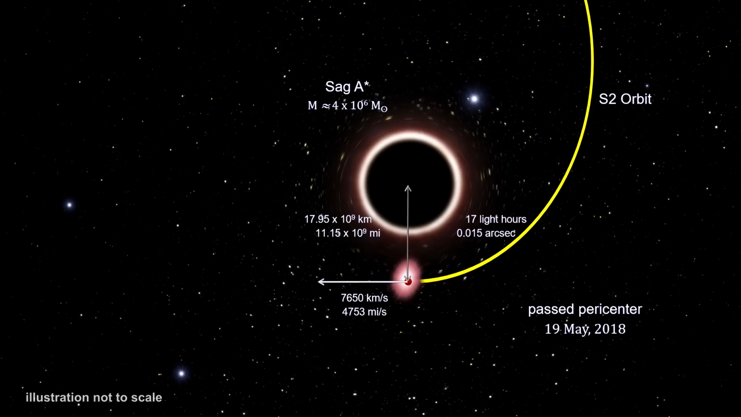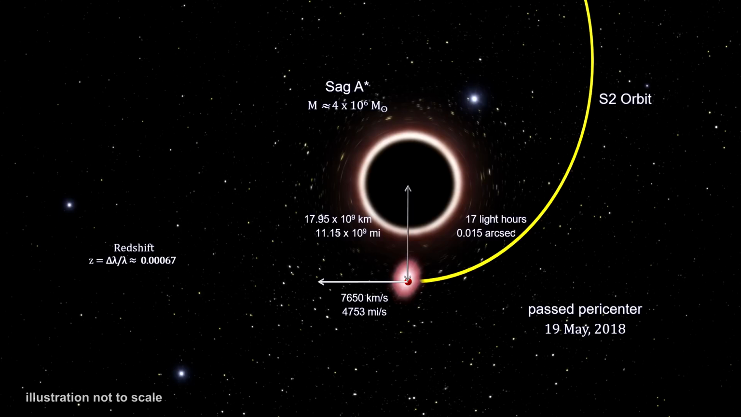Its distance from the black hole was just 18 billion kilometers, or 11 billion miles. That's only 120 times our distance from the Sun. The separation on the sky between the 2 points was just 15 milliarcseconds. It was also reddening in color, as the black hole's gravitational field stretched its light to longer wavelengths.